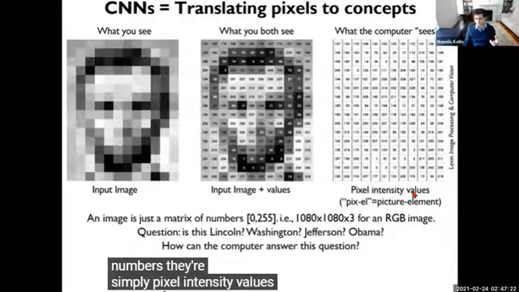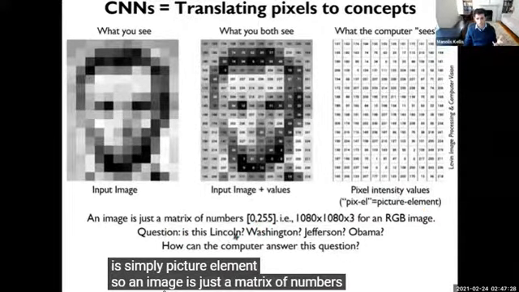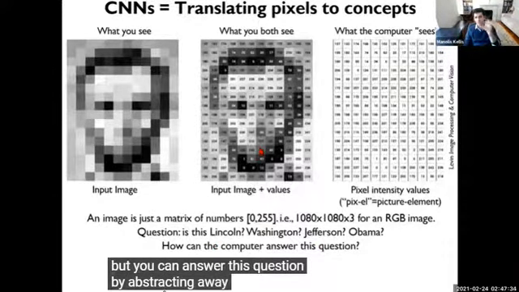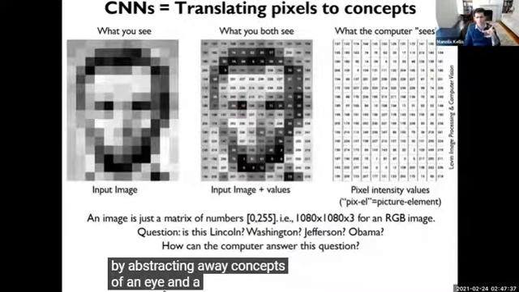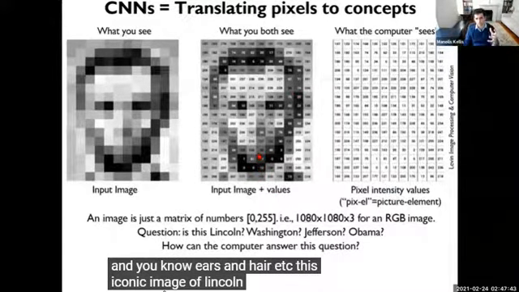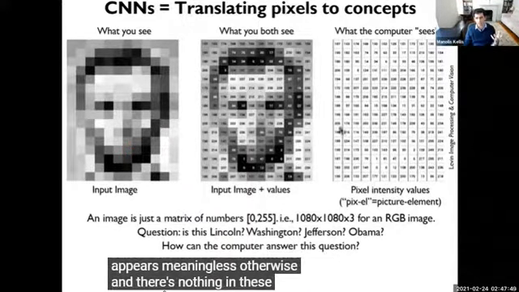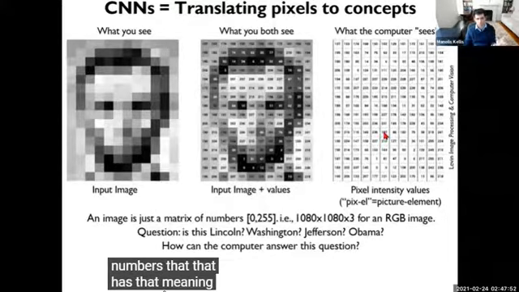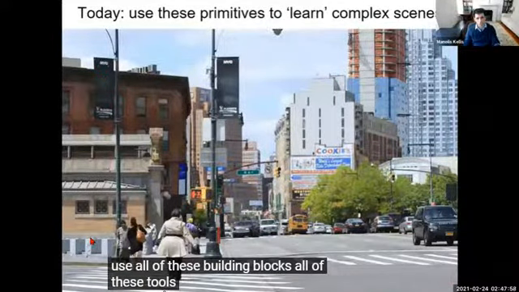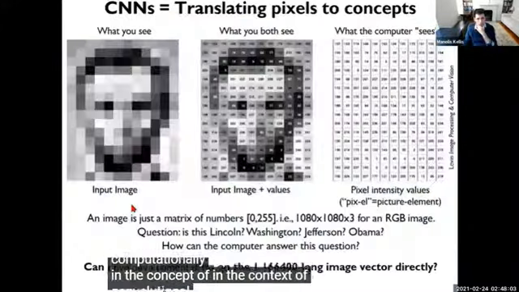They're simply pixel intensity values, and pixel is simply picture element. So an image is just a matrix of numbers, but you can answer this question by abstracting away concepts of an eye and a beard and a nose and, you know, ears and hair, etc. This iconic image of Lincoln can be seen with just information that appears meaningless otherwise, and there's nothing in these sets of numbers that has that meaning. So where does this meaning come from? Let's now use all of these building blocks, all of these tools, and see how we can compute them computationally in the context of convolutional neural networks.